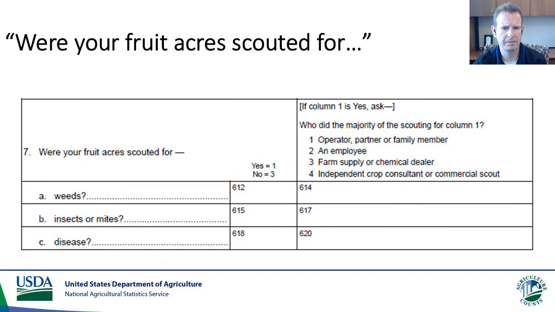On question 7, if column 2 is no, you skip column 3. If column 2 is yes, select the option of who did the majority of the scouting. Please remember to only use one number in column 3. If other, please be specific in your comments.